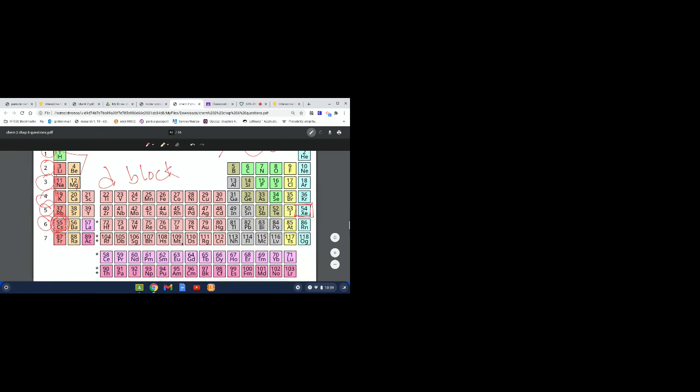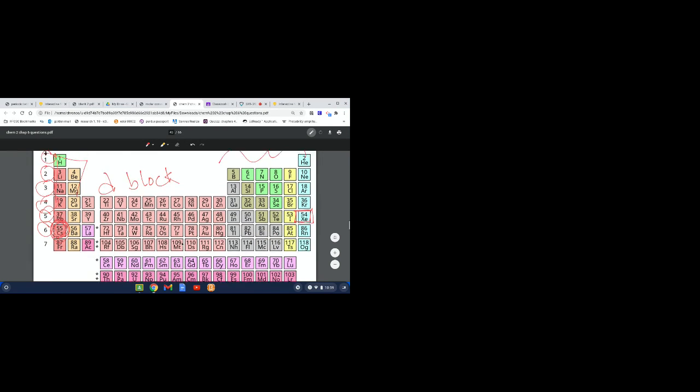It's in the S block. Remember, this is the S block, this is the P block, and this is the D block. So it's in the S block, and it's in the first row of the S block. So that would be S1. So cesium would be xenon with 6S1.